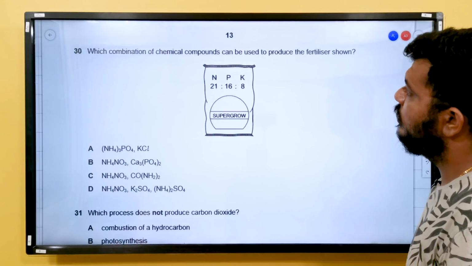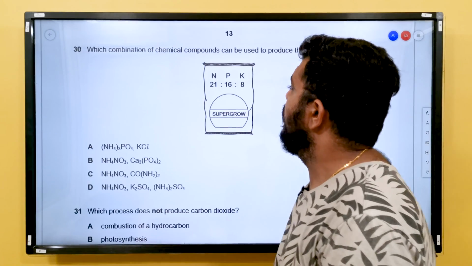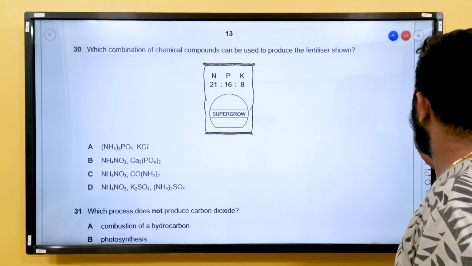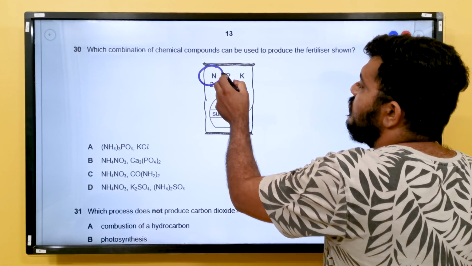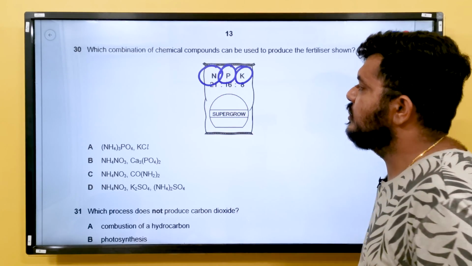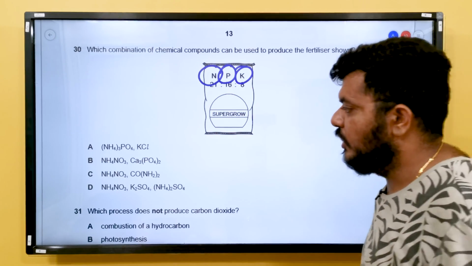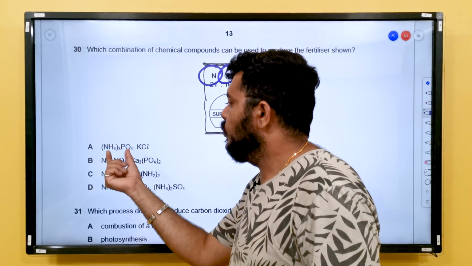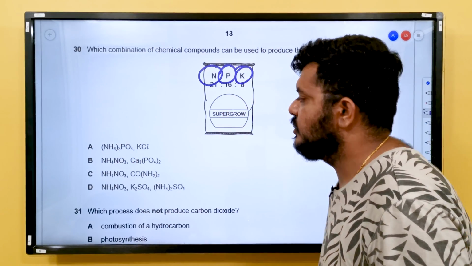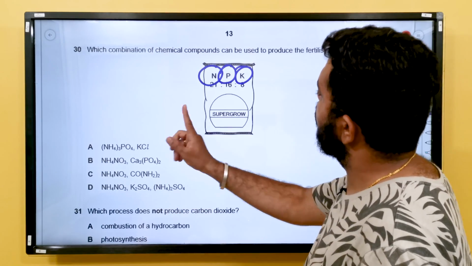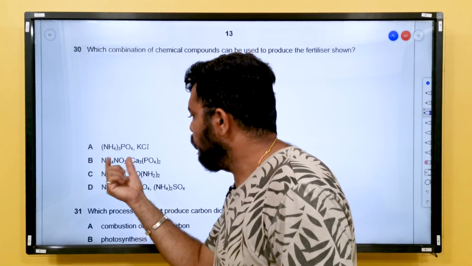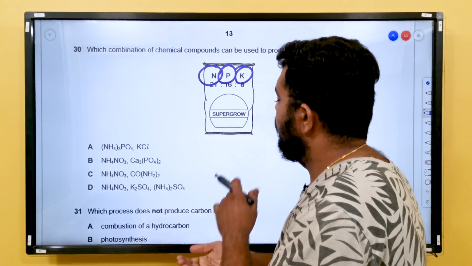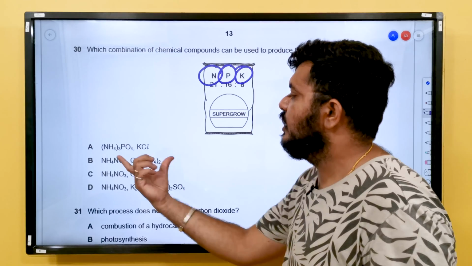Okay, now which combination of chemical compounds can be used to produce the fertilizer shown? The fertilizer must contain nitrogen, phosphorus and potassium in the ratio 21, 16 and 8. Okay, so what are the possible combinations we have? We have ammonium phosphate and potassium chloride. Okay, it contains all three, N, P and K. We have ammonium nitrate and calcium phosphate. This does not contain potassium at all. So this cannot be your answer.